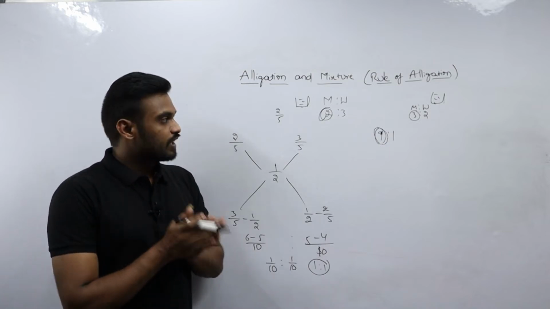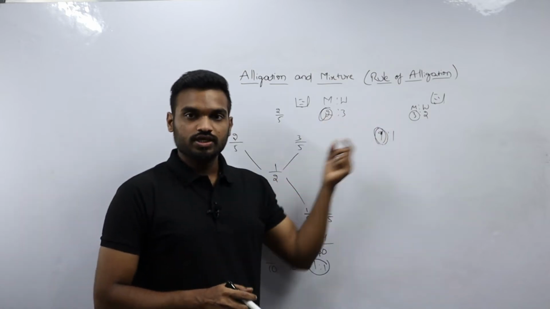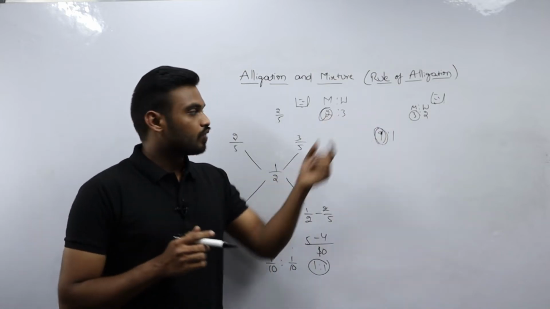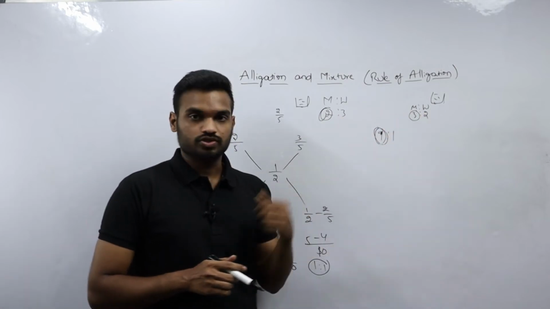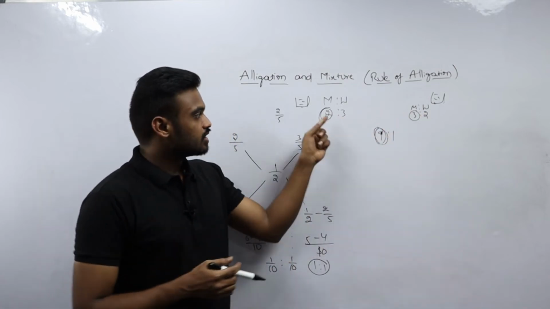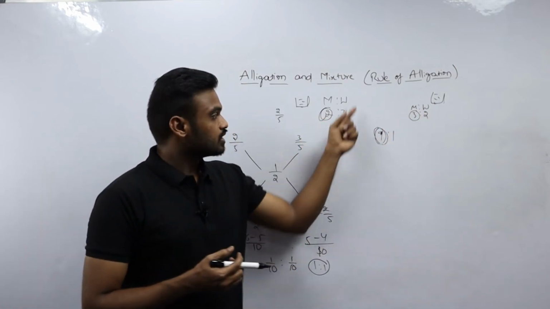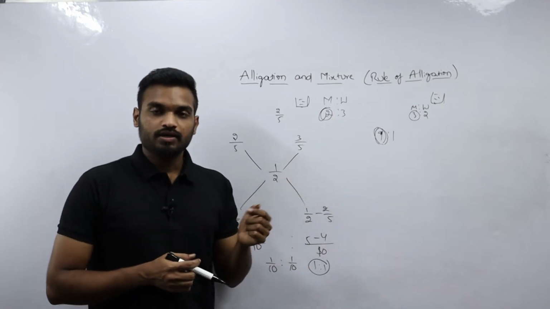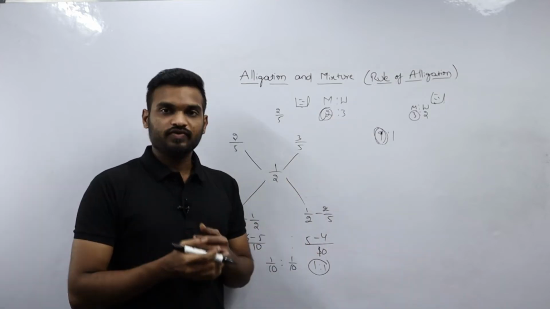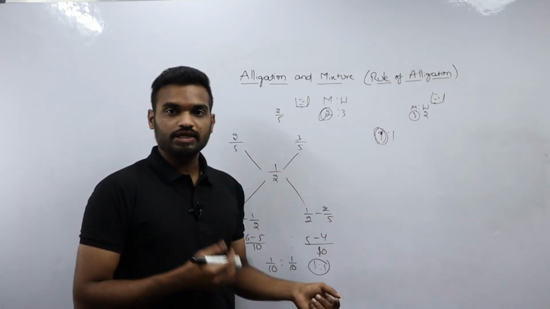Whenever it is given in the form of ratios, consider only one quantity in all the 3 ratios. Either you consider only milk or you consider only water. The resultant answer will be the same. Even if you consider the water ratio, you will get the same answer.